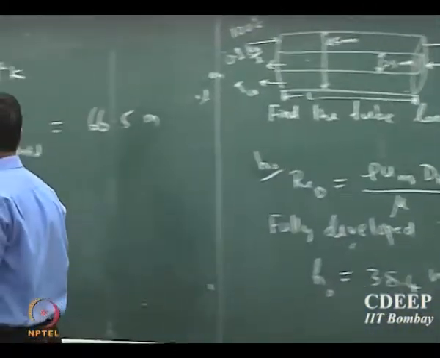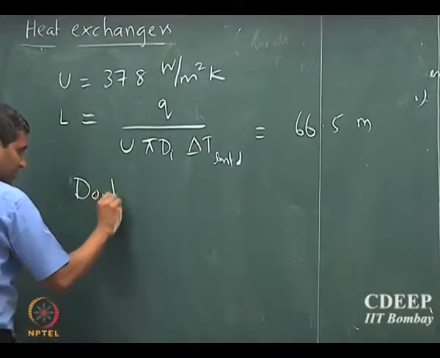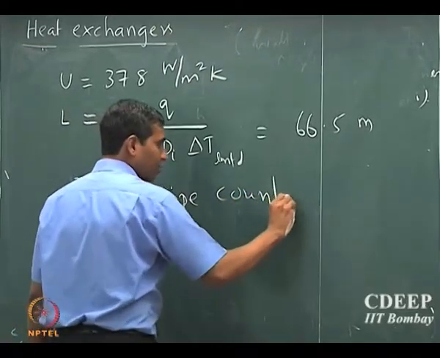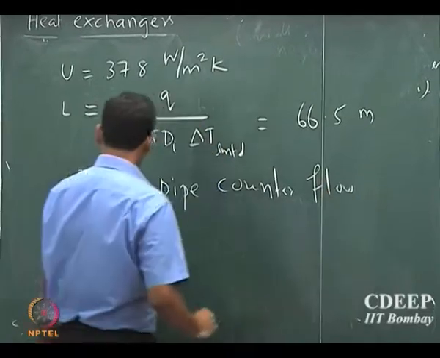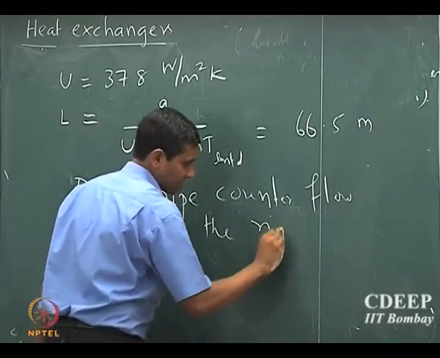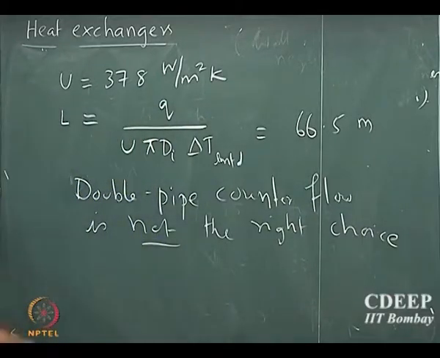Never use a double pipe counterflow. It is not the correct choice. It's not the right choice for this problem. It may be a good choice for some other fluid, but definitely not for this system. You really need a different type of heat exchanger to actually achieve this extent of heat transport for the conditions that are given.